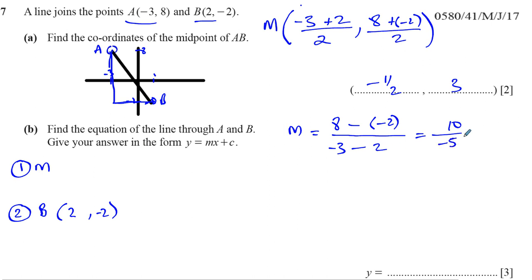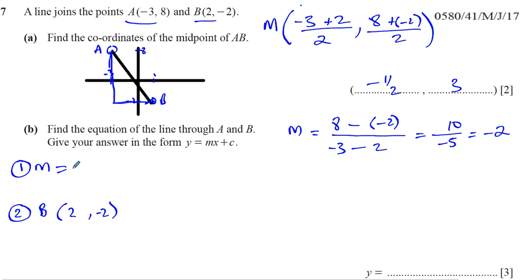So the gradient is negative 2, and that makes sense from our diagram. Our diagram is a negative gradient. I haven't put the points into scale, so it doesn't really look like a negative 2 gradient in terms of the way it slopes, but that's just a sketch. So the gradient is negative 2.